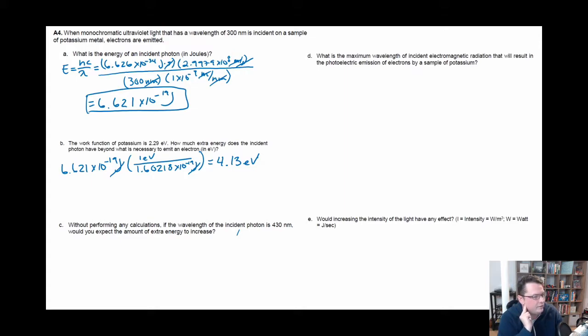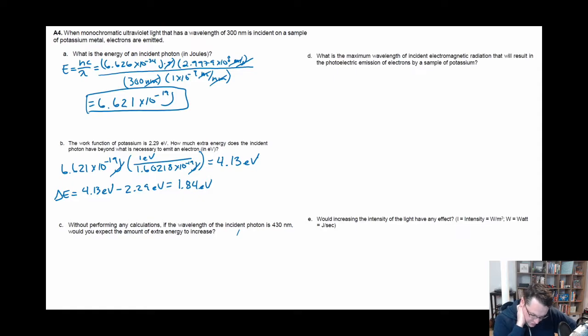Now we can calculate how much extra energy there is by simply subtracting the two. The difference in energy is going to be equal to 4.13 electron volts minus 2.29 electron volts. That comes out to 1.84 electron volts. So that photon has 1.84 electron volts more energy than is required to release an electron from the potassium metal.